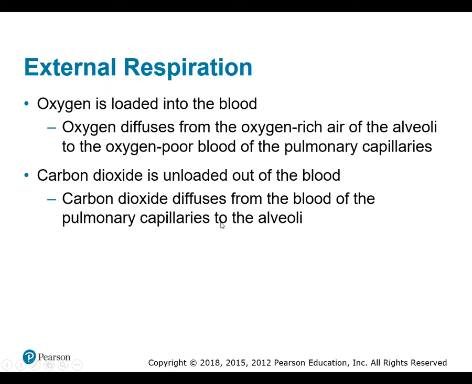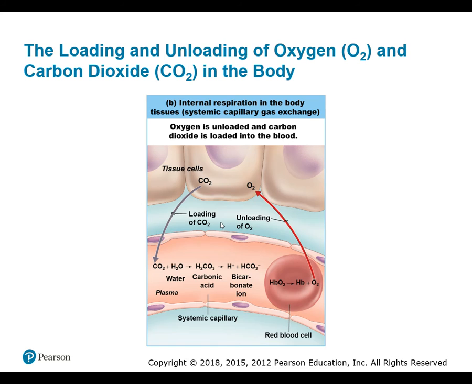Okay. So for external respiration, oxygen is put into the blood. Oxygen causes the blood to become oxygen rich. So oxygen diffuses from the oxygen-rich air in the alveoli to the oxygen-poor blood. From there, it is also going to unload carbon dioxide and cause it to diffuse out of the blood into the alveoli to be released out into the air. So here, this is where we see our loading and unloading of oxygen and carbon dioxide.